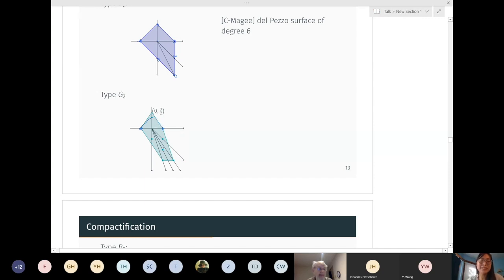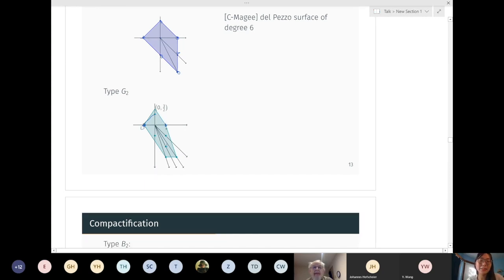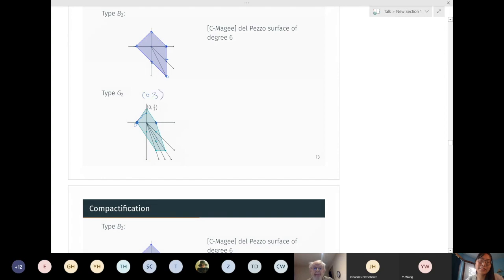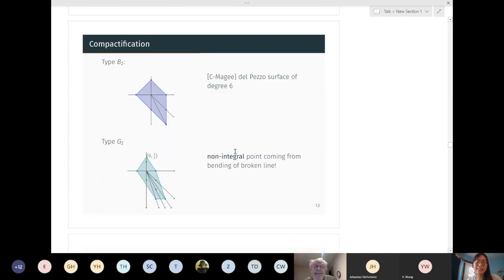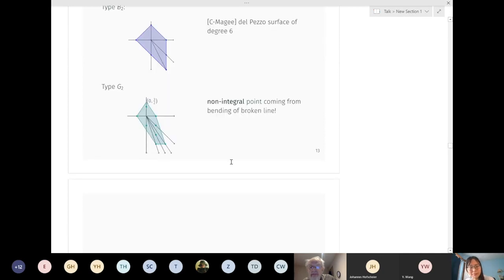What is even worse is if we take this point minus 1, 0, 1, 0 here, because here the bending is 0, 3. And so when you calculate the broken line, you figure out that you need to bend over this 0.03 half. And you can see this is the interesting part, because we obtain a non-integral point, non-integral vertex to this polytope, and this is just coming from this broken line convexity.